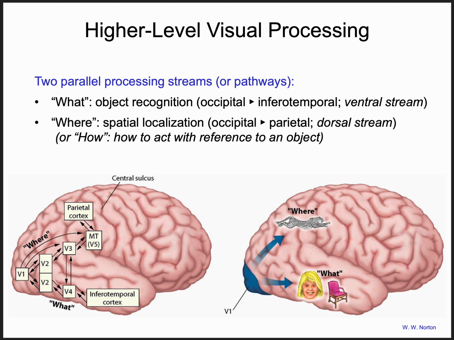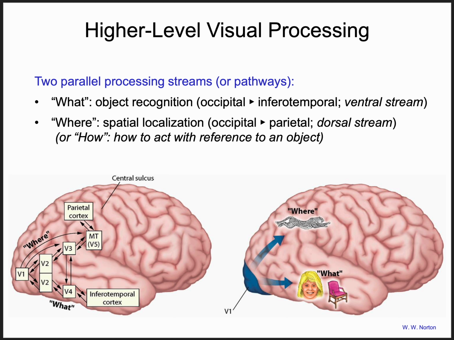Higher level visual processing: two parallel processing streams or pathways. What? Object recognition, occipital, inferotemporal, ventral stream. Where? Spatial localization, occipital, parietal, dorsal stream. Or how? How to act with reference to an object.